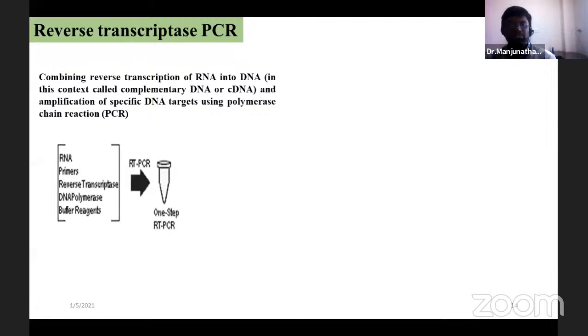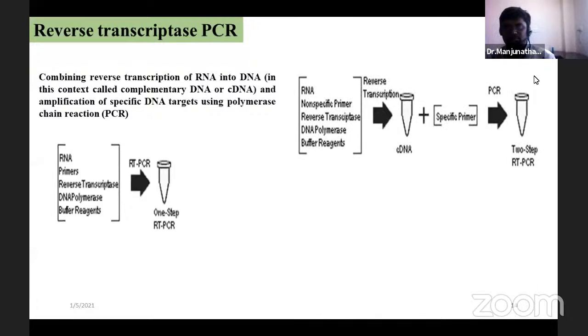The one-step RT-PCR only gives the confirmation of the RNA, then the pathogen. Then two-step RT-PCR, here we can confirm the concentration of the RNA as well as identify it. This method we can also call real-time RT-PCR, that is, reverse transcriptase PCR.